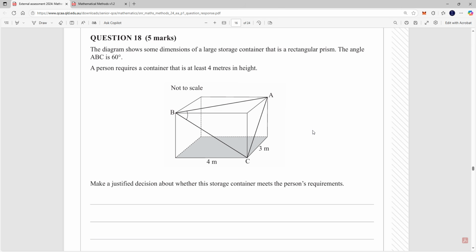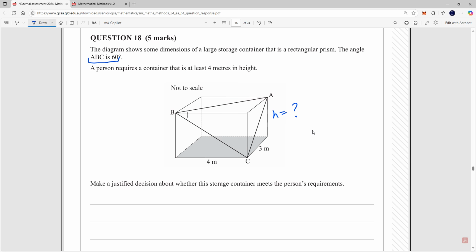Okay, so at the moment we're just looking at this shape here, but we don't know much about it. The only thing we know about it is that base bit there. You can see that we have 4 and 3 here, but they haven't actually given us the height here, and we need to know if it is at least 4 meters high. Now they've also given us this.